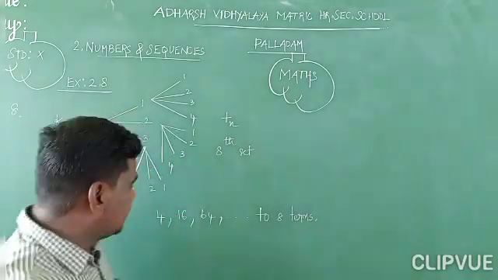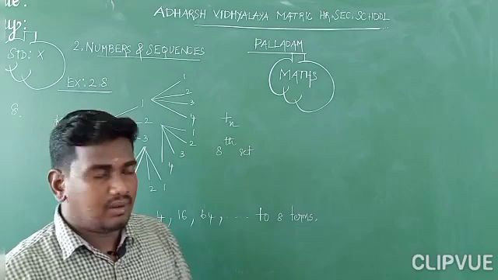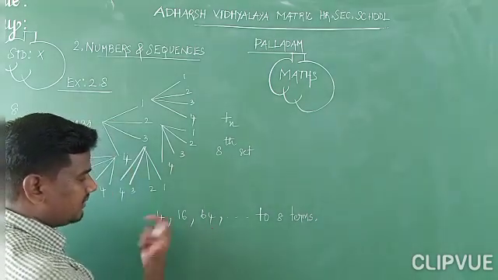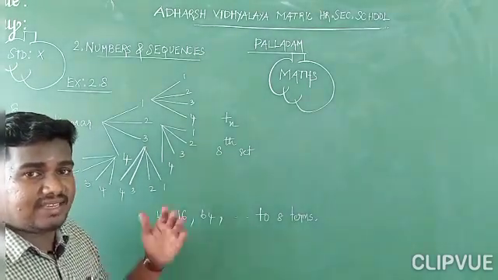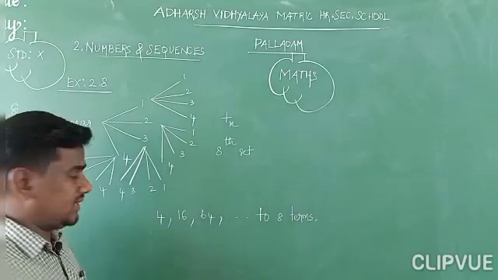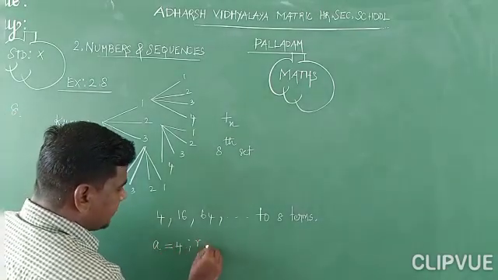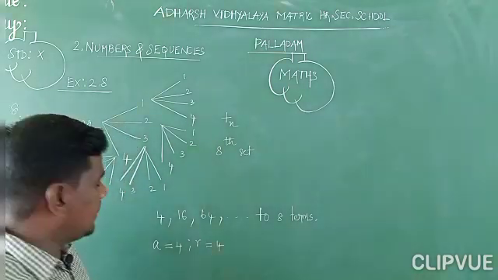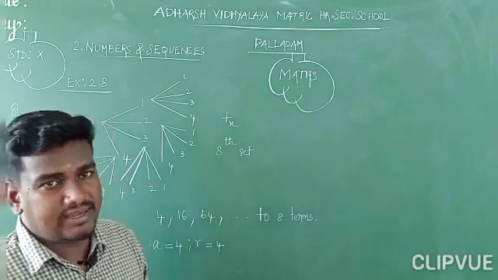You can understand here that the common ratios are the same. Common ratio, how to find? 16 divided by 4 is equal to 4. 64 divided by 16 is equal to 4. So if the common ratios are the same, we can say that it is a geometric progression. So A is equal to 4 and the common ratio R is equal to 4. I hope you all understand this. But they are asking to find the sum to 8 terms of the sequence.